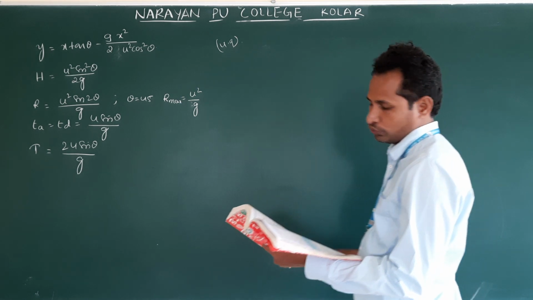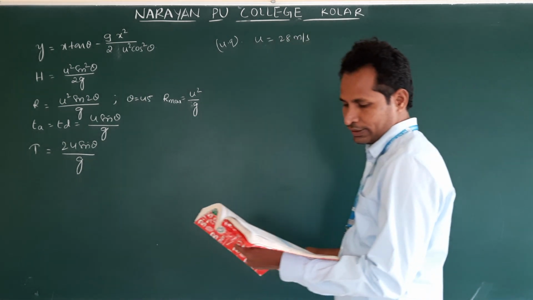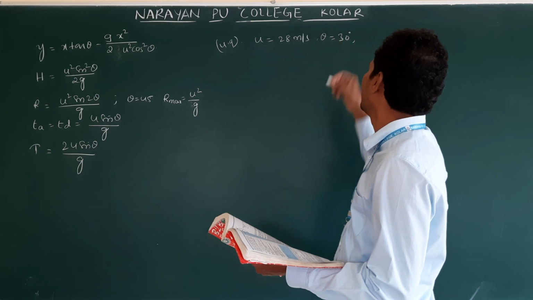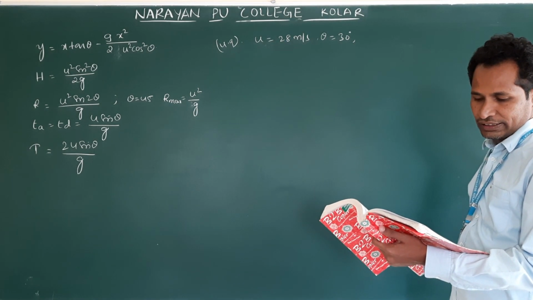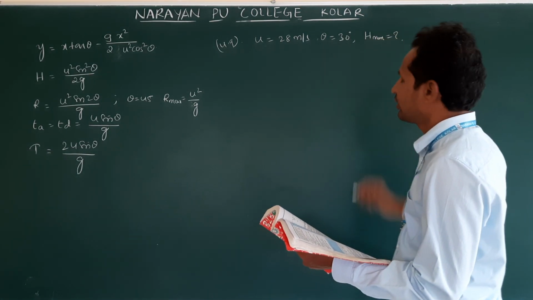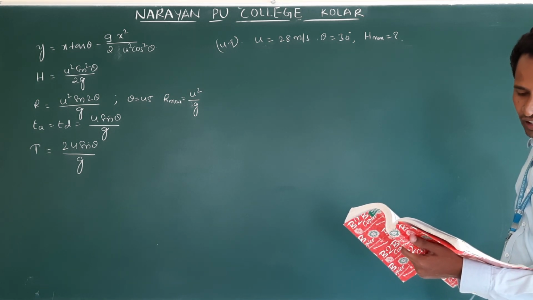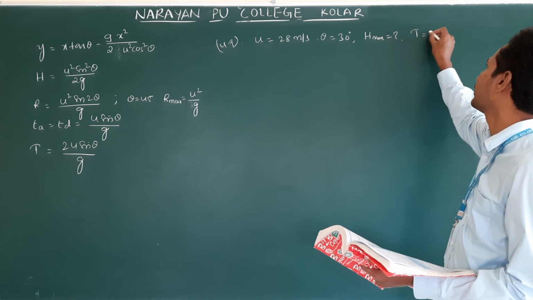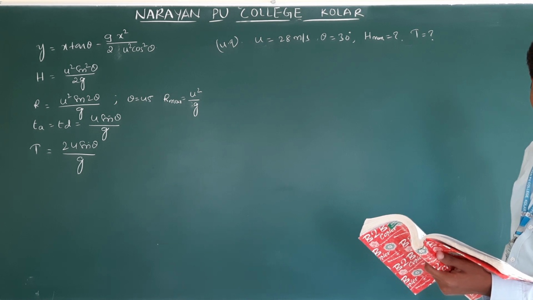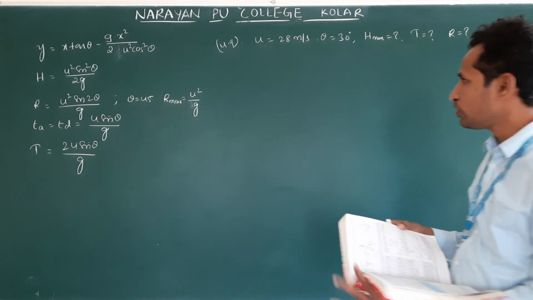Cricket ball is thrown with the velocity u is equal to 28 meter per second. Next, direction with the horizontal theta is equal to 30 degree. Next, calculate the maximum height. They are asking height raised, h max. Next, h max is question mark. Next, time taken by the ball to return to the same level means total time of flight, t. And then next, the distance from the thrower to the point where the ball returns to the same level. They are asking r, range. Clear?